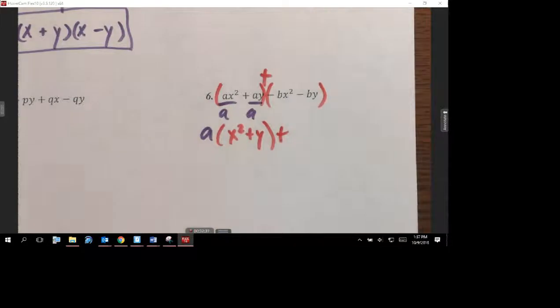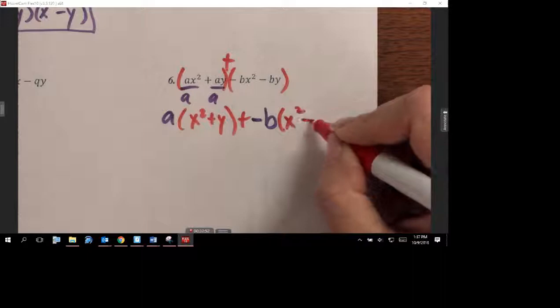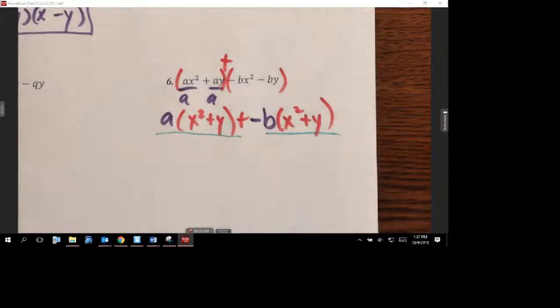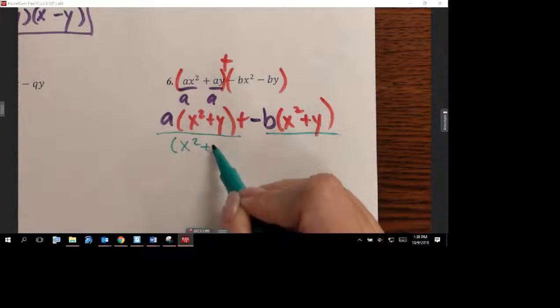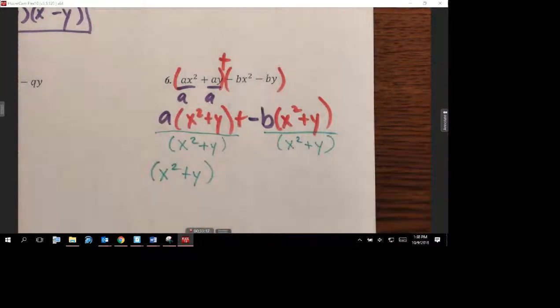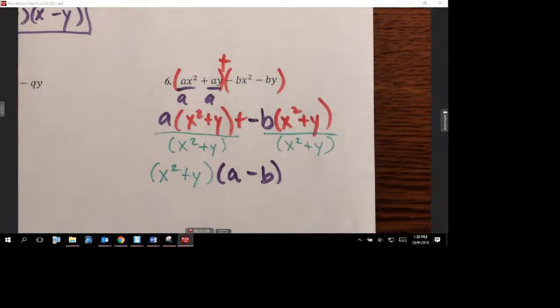Bring down that plus sign. What is the GCF from the second parenthesis? Negative b. Excellent. So take out that negative b. So we take out the negative and the b. We have x squared and then plus y. And then we say, we now have 2 big terms. What's the GCF of these 2 big terms that I've underlined? Yeah, so then we have x squared plus y. And then what's left over when I remove the x squared plus y? A minus b. Are either of those difference of squares? No. So then that would be it.